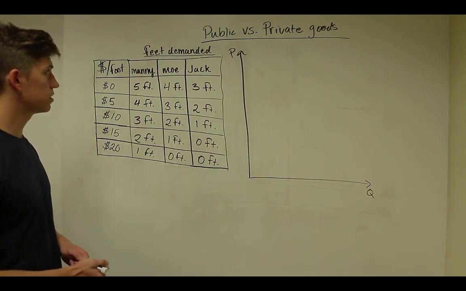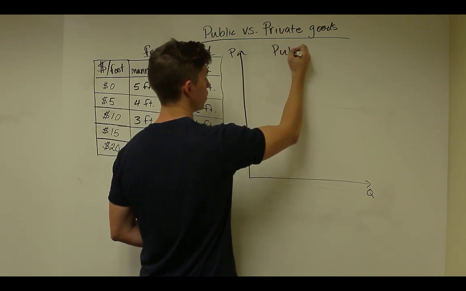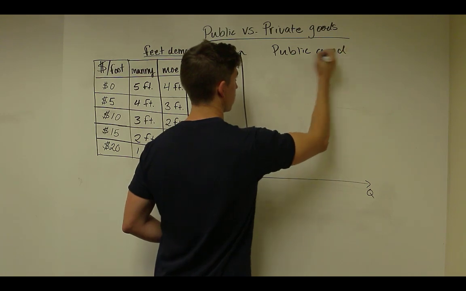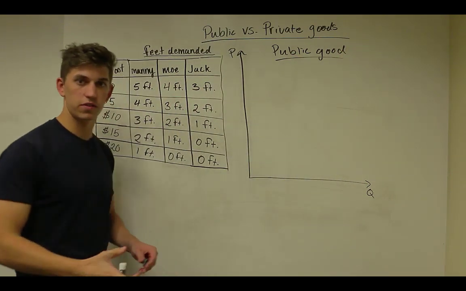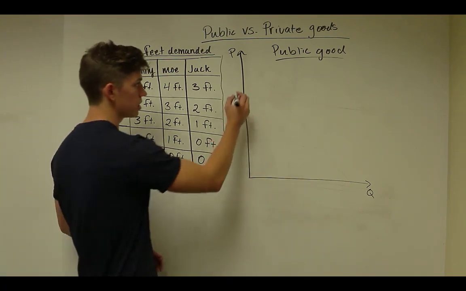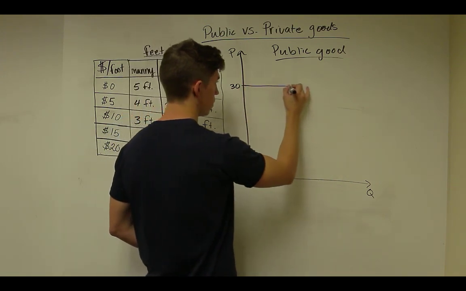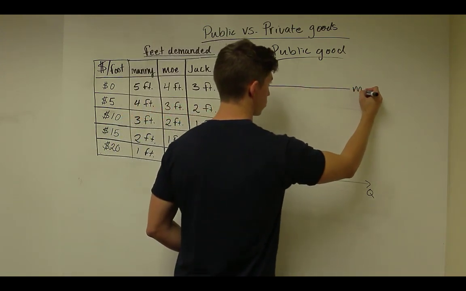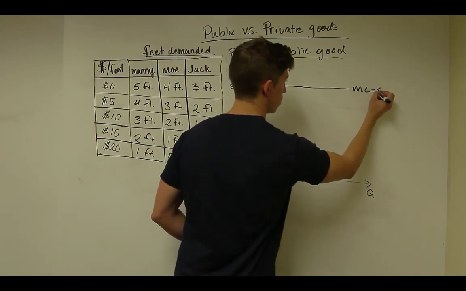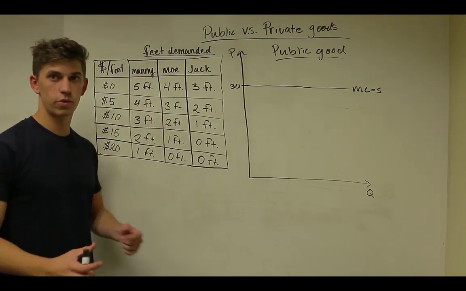So first, let's assume it is a public good. In this case, I think the question says that the marginal cost is 30, which means that supply is going to be a constant right here at 30. And that is marginal cost, or supply, I guess.